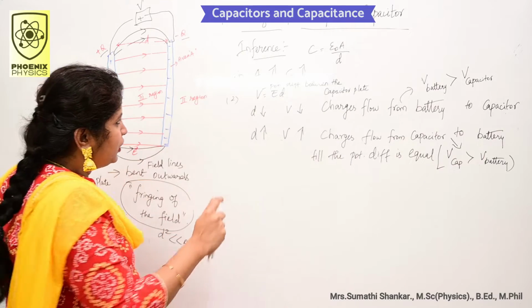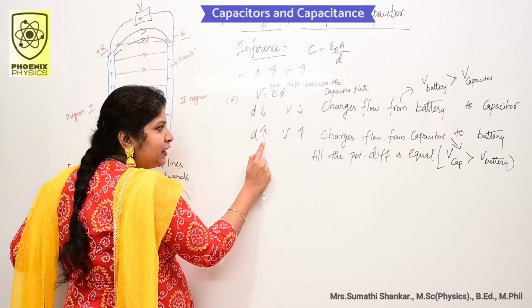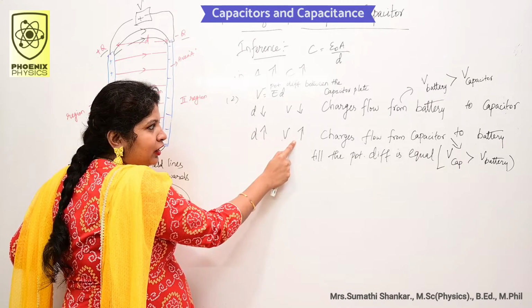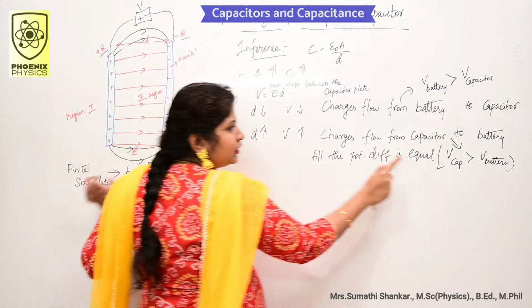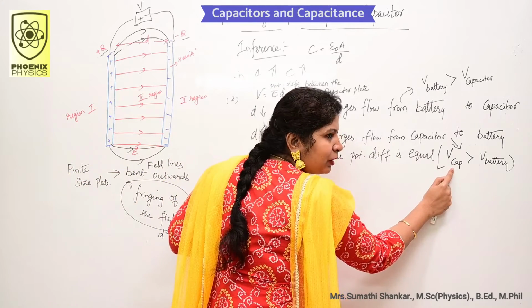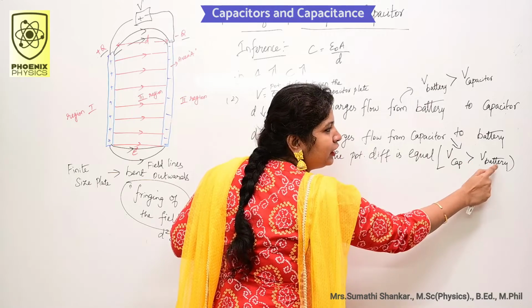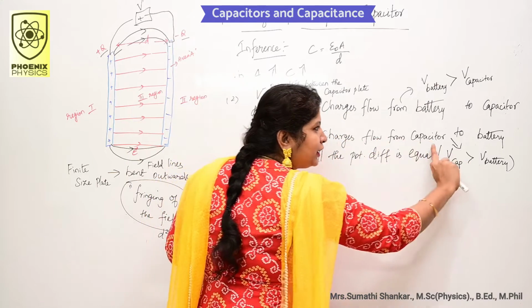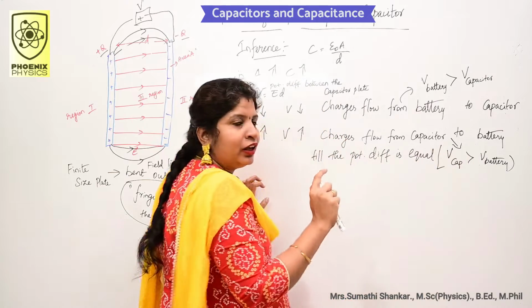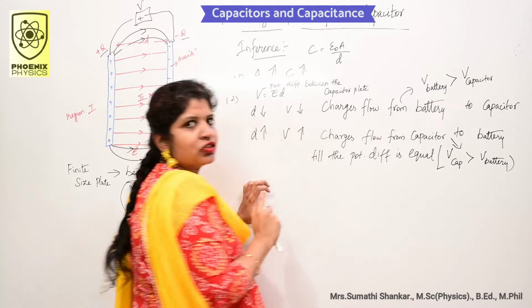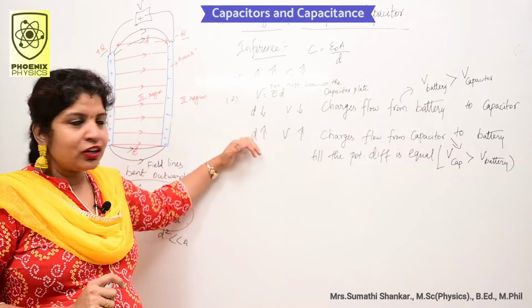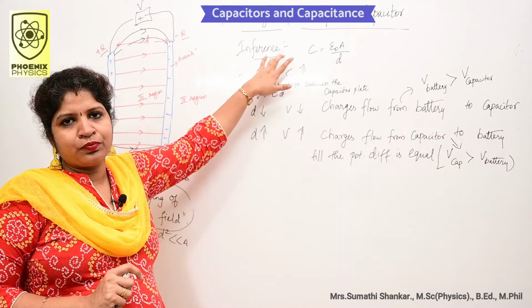Next one, suppose D increases means V also increases. Then the potential difference of capacitor plate is greater than battery's potential difference. So charges flow from capacitor to battery till the potential differences are equal. These two are important inferences from this equation.